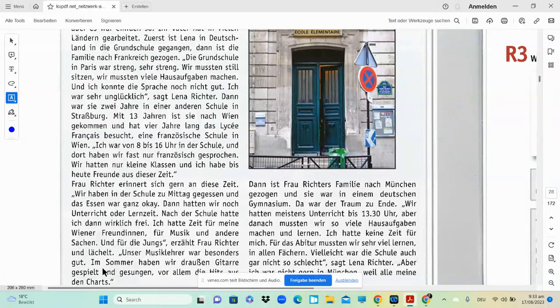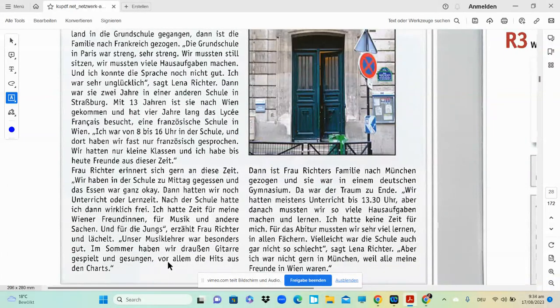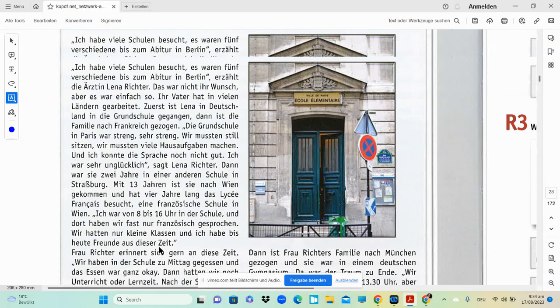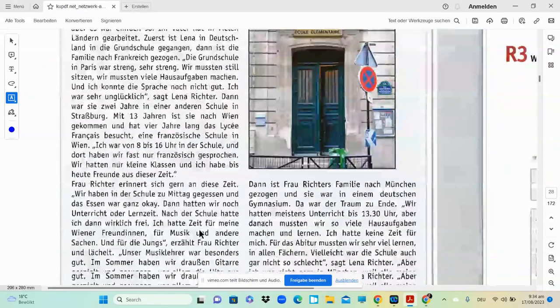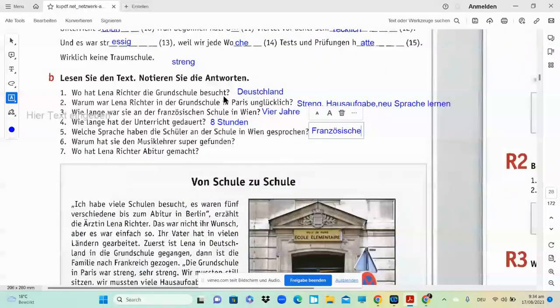Unser Musiklehrer war besonders gut. Im Sommer haben wir draußen Gitarre gespielt und gesungen, vor allem die Hits aus den Charts. Okay, so why she was very happy with it? Because she learned guitar. So use weil over here, first thing whenever they ask warum. Okay, use weil sie. I'm just going to write guitar gelernt. Ja, gelernt. Sorry, gelernt hat. Okay, or hatte.